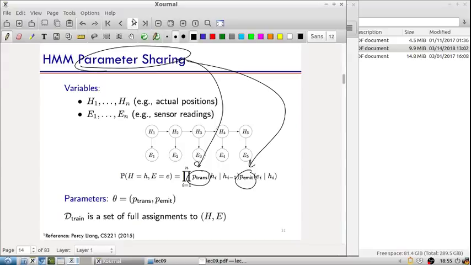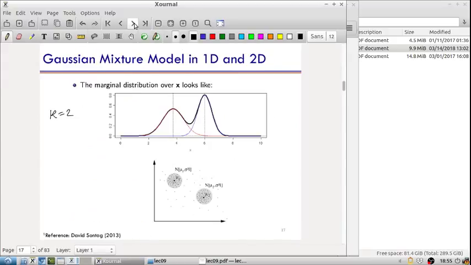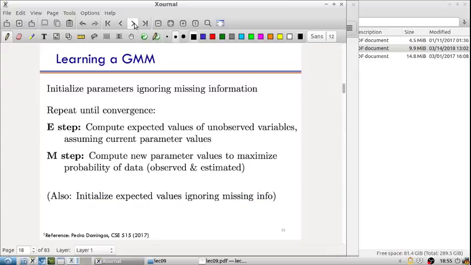It's summarized in this slide. It says compute expected values of unobserved variables. So in HMMs, unobserved variables are the H's. So compute what values those could have taken, assuming some current parameter values. So you start with some parameters, P transition, P emit, or in the Gaussian mixture model case, some mu, some variance, some proportion. Start with some initial candidates, and compute what these unobserved variables could have taken.